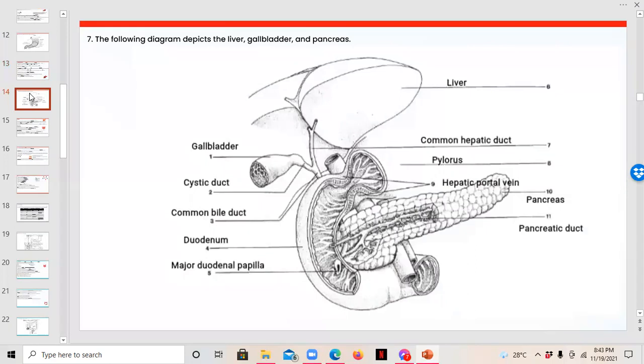7. The following diagram depicts the liver, gallbladder, and pancreas. Number 1, the answer is gallbladder. Number 2 is cystic duct. Number 3 is common bile duct.